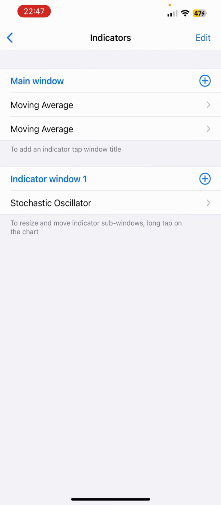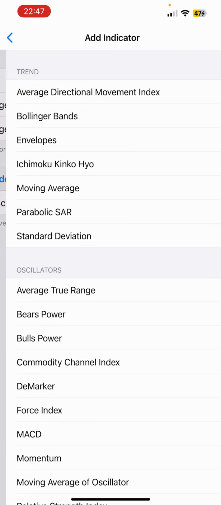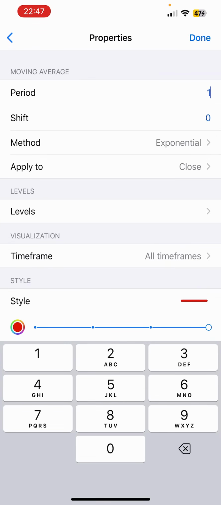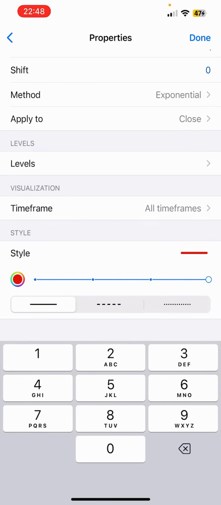You come to indicators. Now instead of going to main window, you come to indicator window 1. Don't make the mistake, just go to indicator window 1. You tap here, you go to moving average. We are going to change this period now to 10. The method is going to be exponential, then the shift is going to be 0. Apply to is going to be close, and we are going to change the style to black.